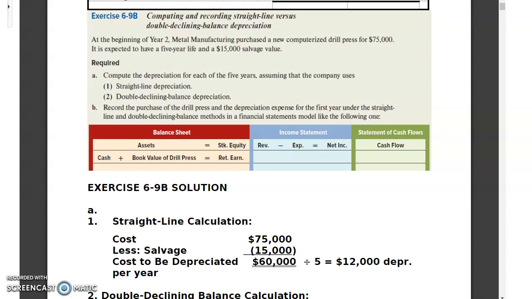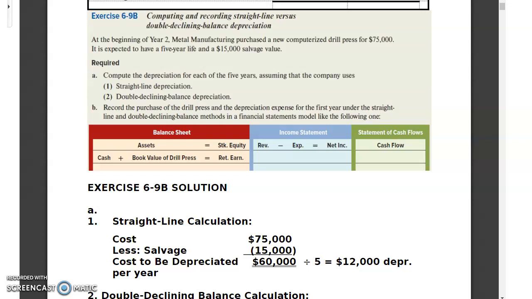Hello. Since double declining balance depreciation seems to be the thing that most students have trouble with, I'm going to walk you through this example of calculating straight line depreciation and then double declining balance on the same asset. Okay, here we have a new computerized drill press for $75,000. Has a 5-year life and a $15,000 salvage value. Okay, salvage value is important.